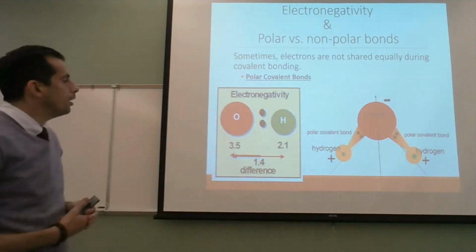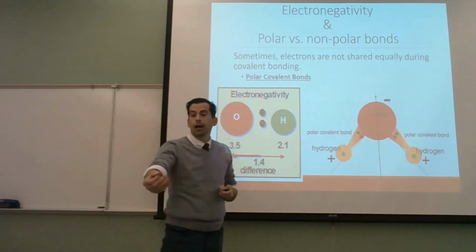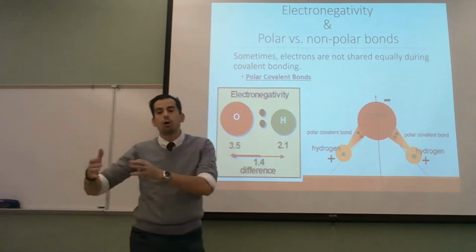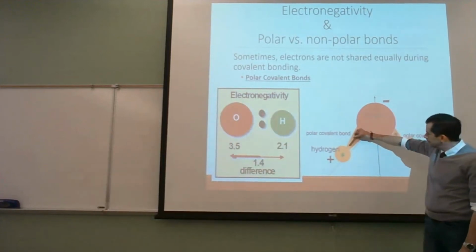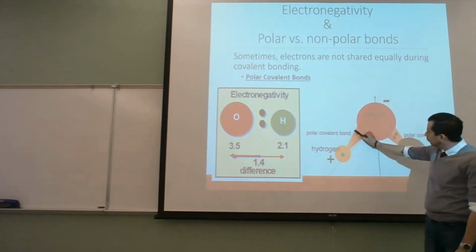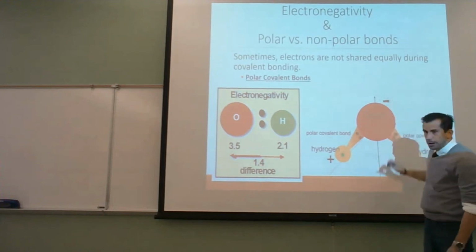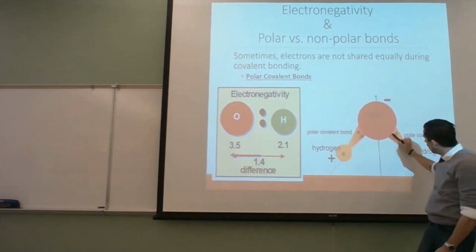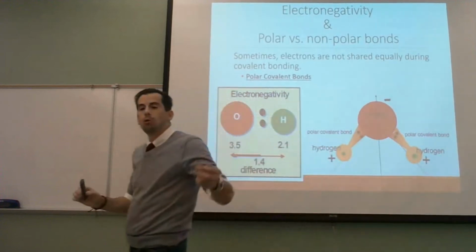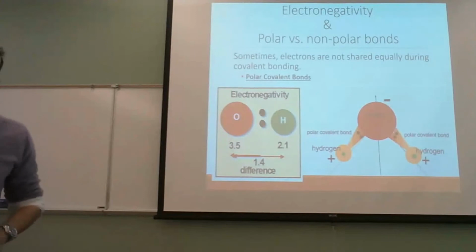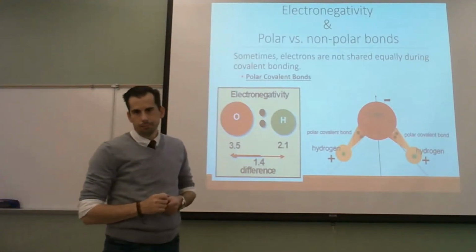And because of that unequal sharing, now we can apply vectors in the direction of where the electrons more accurately reside. So for this particular covalent bond that we have here, the electrons are closer to the oxygen. Therefore, we have an overall vector in that direction. We get the same thing in the other one. Whenever we can apply those sorts of vectors to a covalent bond, we refer to it as a polar covalent bond.